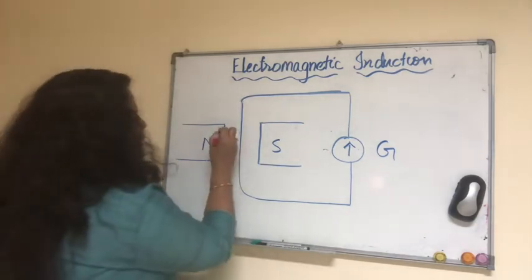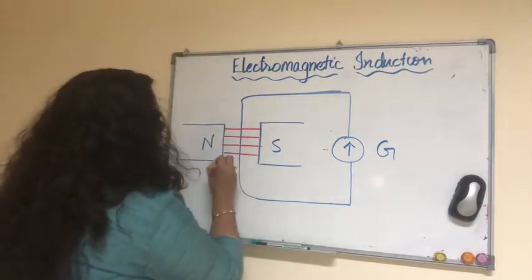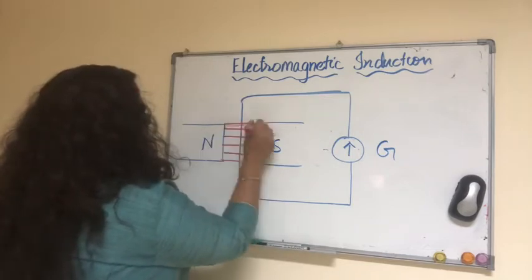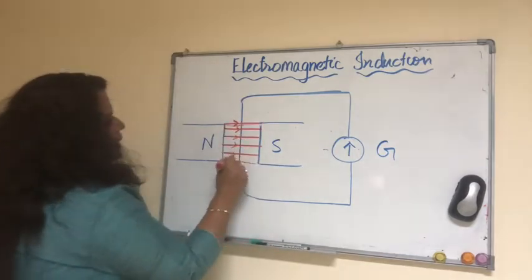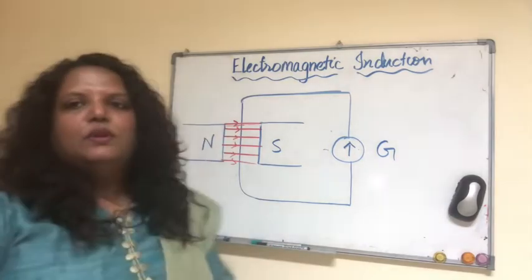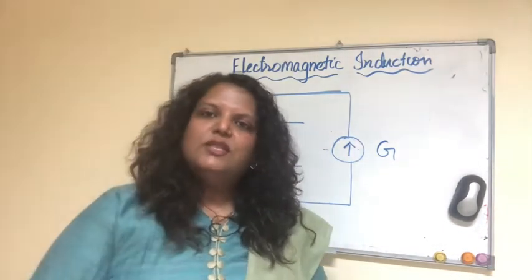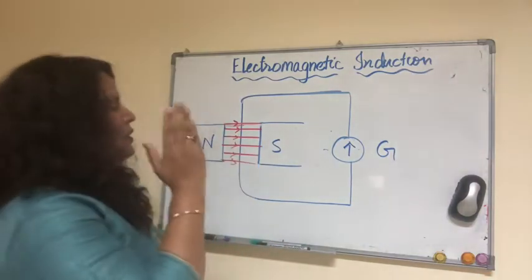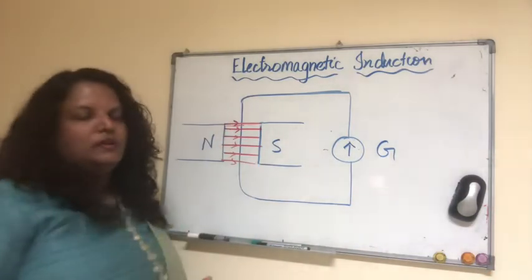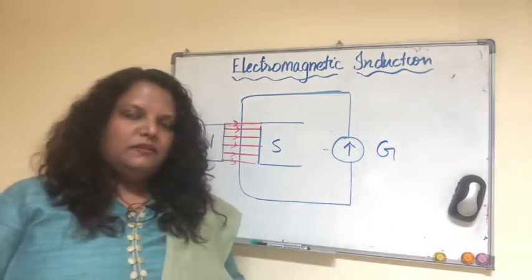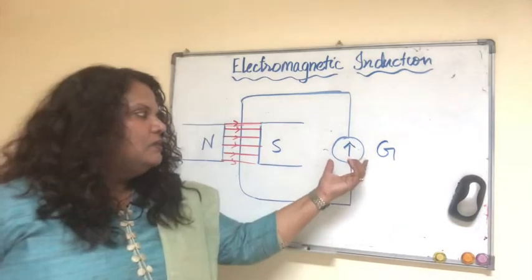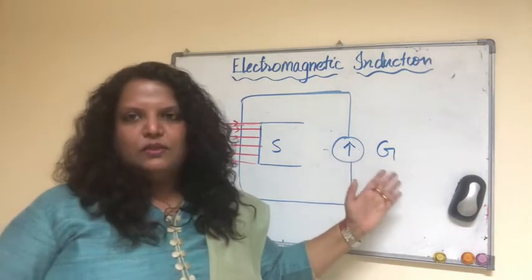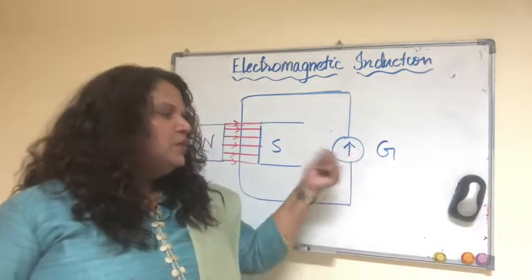What I'm going to do is move this wire across the field. So where is the field here? North to south. I'm just going to move the wire so that it cuts through the field lines and moves past. It's like you're moving the wire through the board. If you're doing this in real life, you will observe a deflection in this galvanometer. A galvanometer is a sensitive voltmeter or ammeter. So it is going to show a deflection.